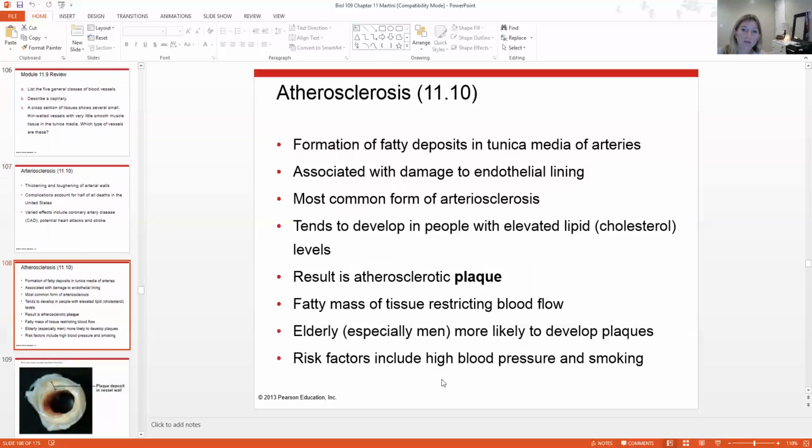It tends to develop in people with elevated cholesterol levels or lipid levels in their blood, so they develop this atherosclerotic, it's a hard word to say, plaque, and those fatty masses are basically restricting blood flow to a certain area. Elderly men, typically 50s and up, tend to develop these plaques. The risk factors include high blood pressure and smoking. Sad thing about this, half the deaths in the United States, almost all preventable. This is all diet, exercise, lifestyle.